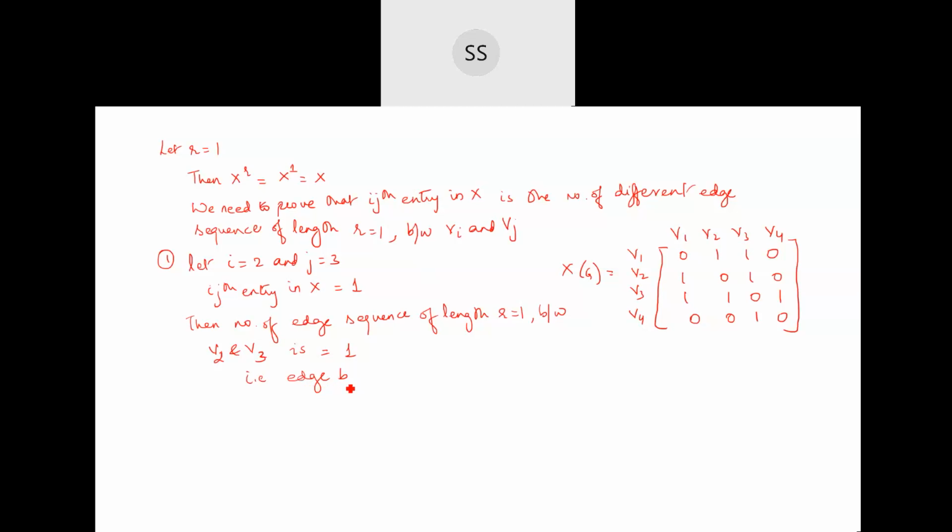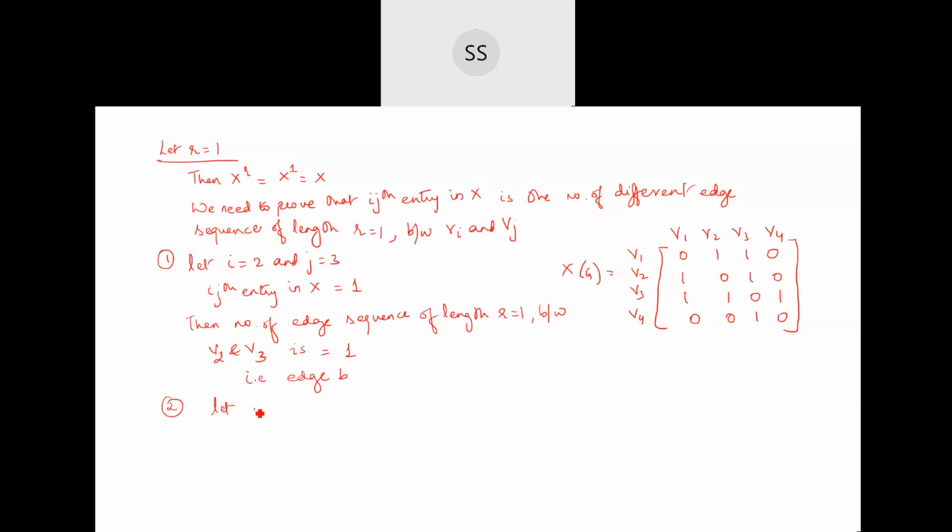Okay, the only possibility is your edge B, which is considered true. Now let us take another example. You have to prove with so many examples, at least a minimum of 2 to 3 examples for each condition. Here we did it with the R equal to 1 condition.